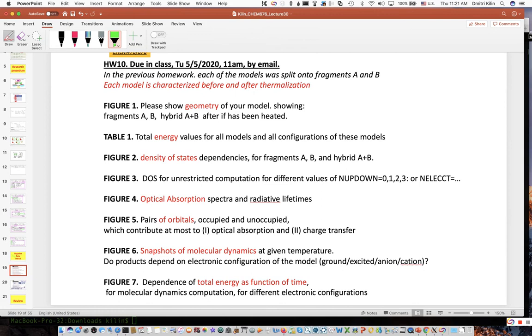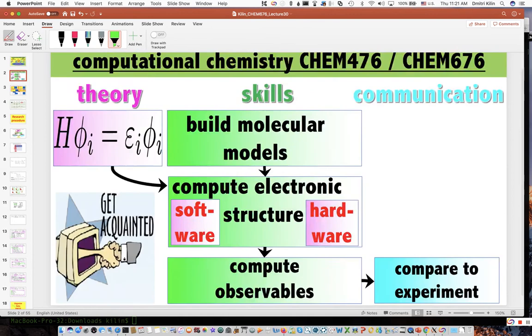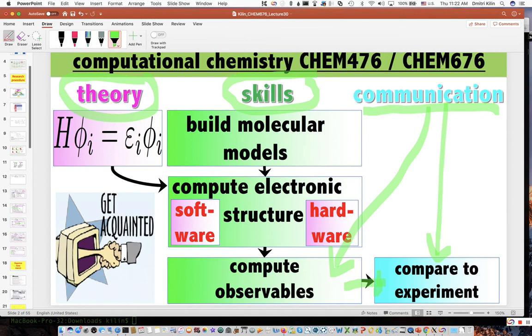And let me quickly jump to slide number 2, and repeat the goals of the course. The goals of the course is to get over the theory background, practical skills of computation, and then scientific communication. So to look for computed observables and assess possibility to compare them with experiment. So in the next week, and in the presentations, we are moving to scientific communication. So how to communicate the computed results.